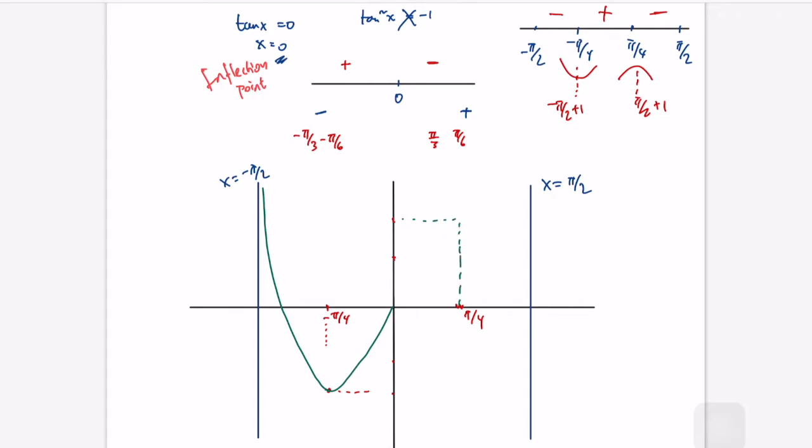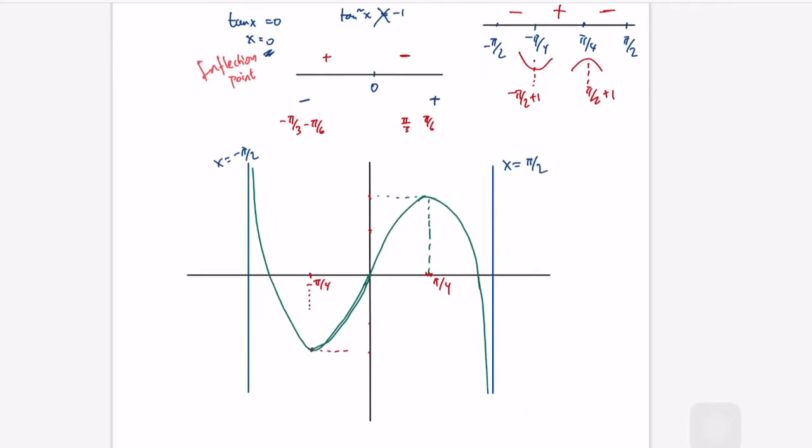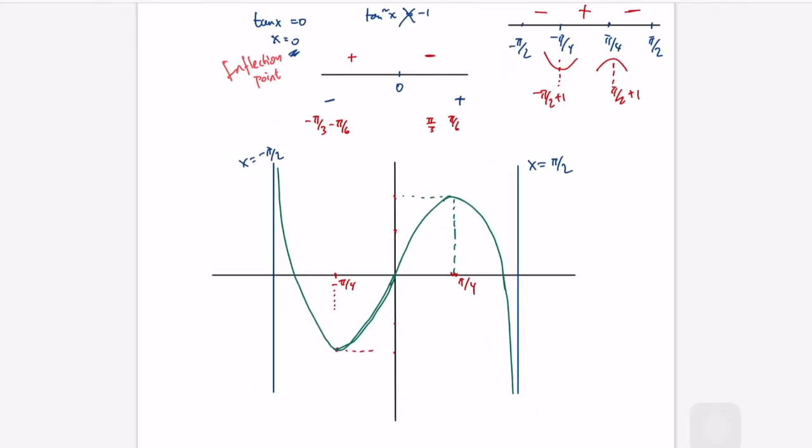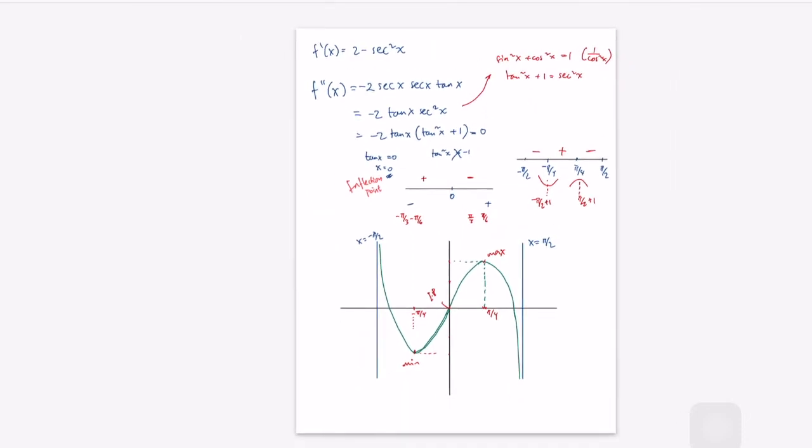Okay, this will be the max. So you need to show that this will change its concavity. And then crossing down like that. Okay, I think we get it. Okay, this will be the maximum, minimum. So maximum, minimum, and inflection point here. And you already get all the necessary numbers.